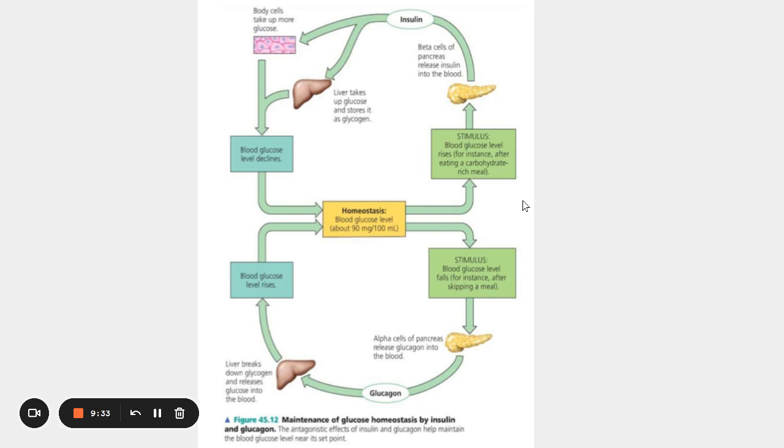Glucagon basically does the opposite. When glucagon gets to your liver cells, it says, hey, blood sugar is too low. Give me some of it. Put it into the blood. And so your liver does that, and your glucose level in your blood goes back, maintaining homeostasis. And this process will repeat many times each day, depending on your blood sugar level.